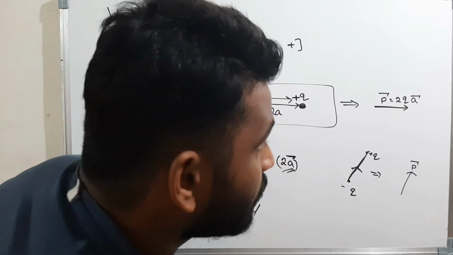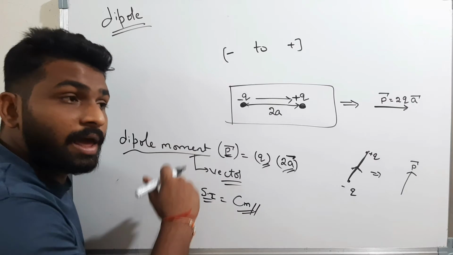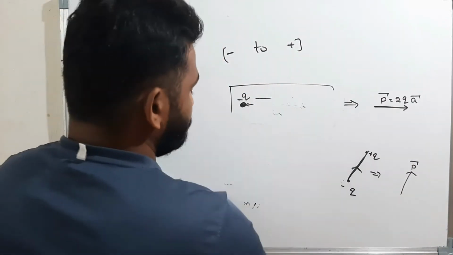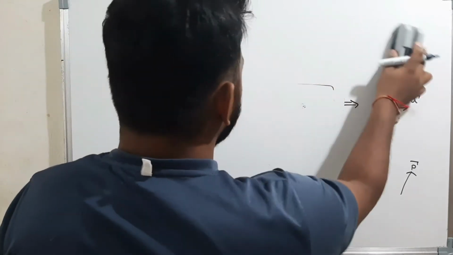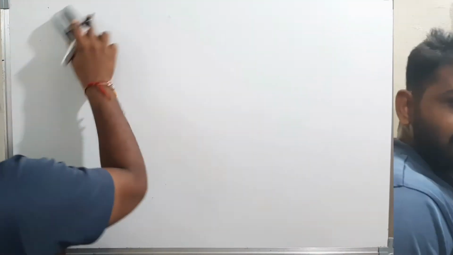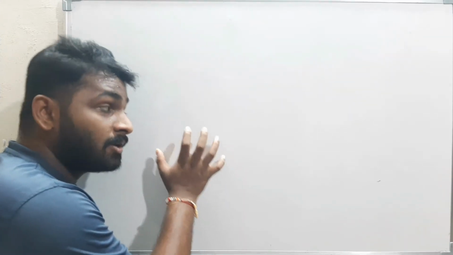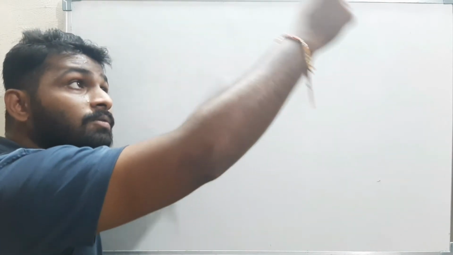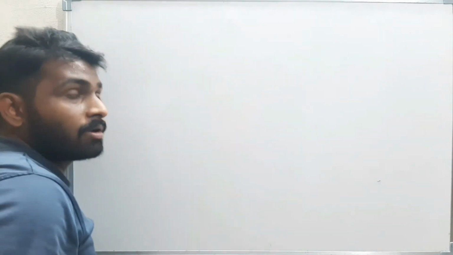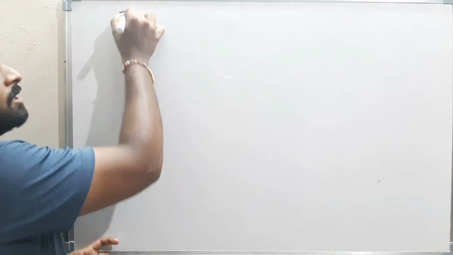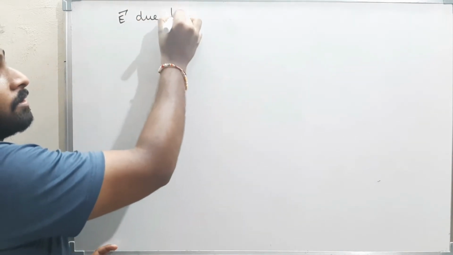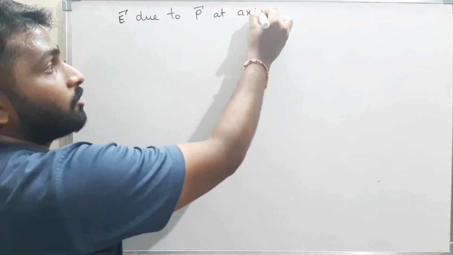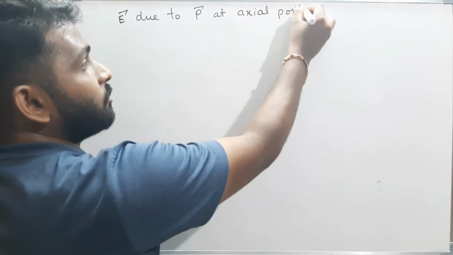Now we will see the electric field intensity due to the dipole in axial position as well as in equatorial position. Okay, now see here. Now we are going to see the electric field intensity due to this dipole in axial position, equatorial position, as well as in between the equatorial and axial positions. First we will see the electric field intensity due to the dipole at axial positions.